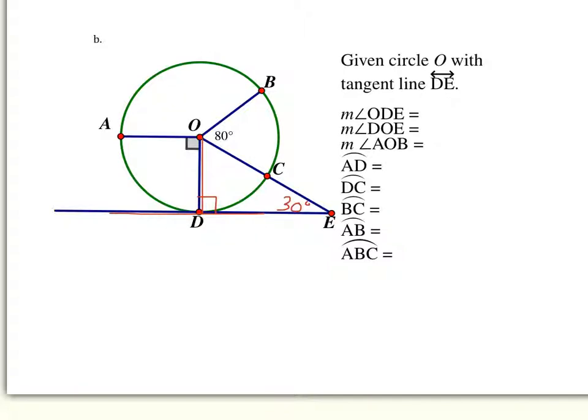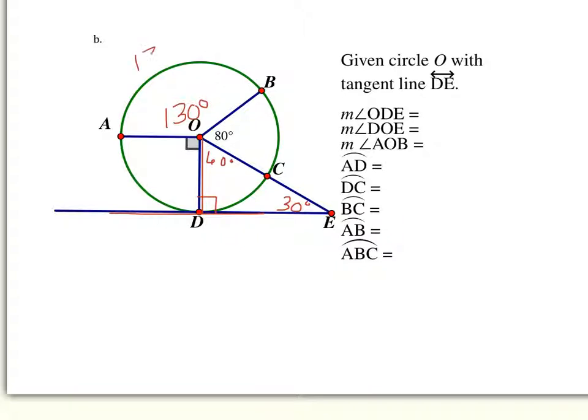So I know it's 90 degrees. That'll make this 60, because it's a 30, 60, 90 triangle. And then I can conclude that AOB is 130, because 90 plus 60 plus 80 plus AOB has to equal 360. All right, I can also conclude some things about some of the arcs.